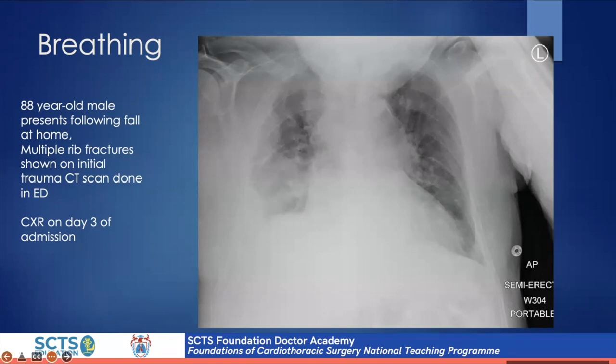Okay. Going on to the next image. But well done, Carl, and that was good. You picked up on the most pertinent things there. And as you can see, 88-year-old man, rib fractures.